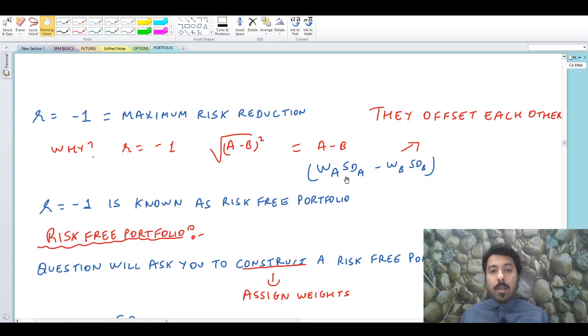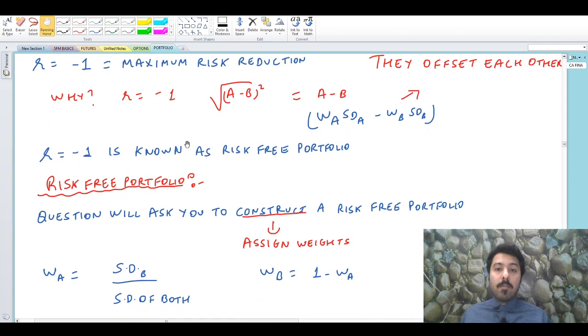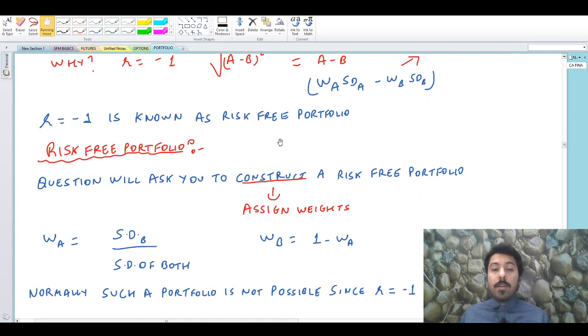Entirely reduced. Like earlier we had A square plus B square plus 2AB. Now A square plus B square minus 2AB, that is A minus B. We have reached, like, if this is 100 and this is 100, this goes on to become 0. No risk. They tend to offset each other, right? So that is why R equal to minus 1 is perfect. It is known as a risk-free portfolio.